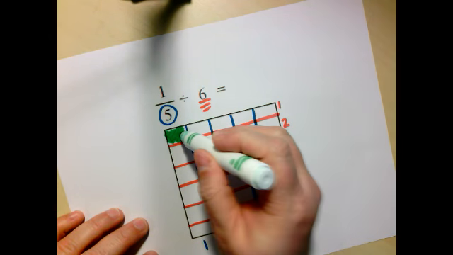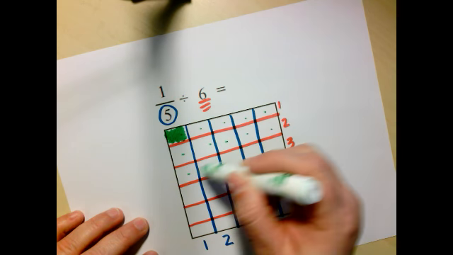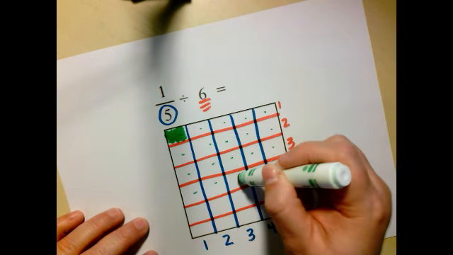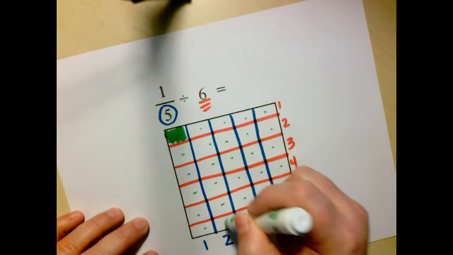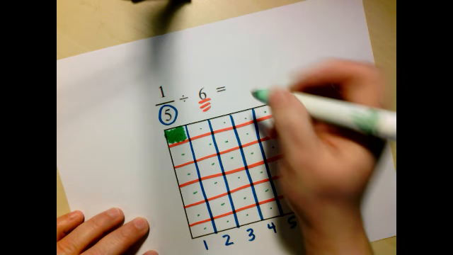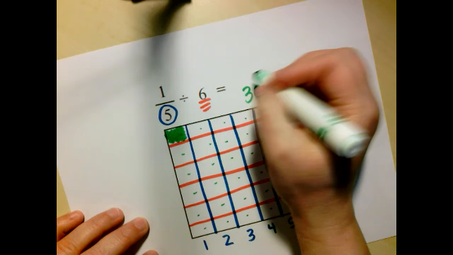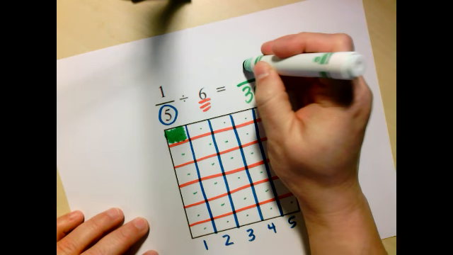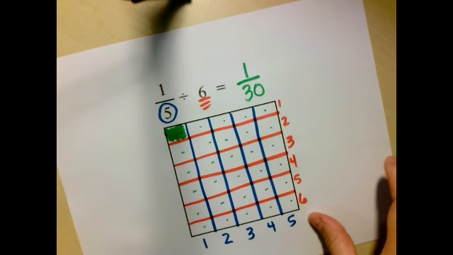Well, I know I have 1, 2, 3, 4, 5, 6, 7, 8, 9, 10, 11, 12, 13, 14, 15, 16, 17, 18, 19, 20, 21, 22, 23, 24, 25, 26, 27, 28, 29, 30. I have a total of 30 pieces here. So one piece of this that we've now all chopped up is going to be 1/30. So that would be your quotient.